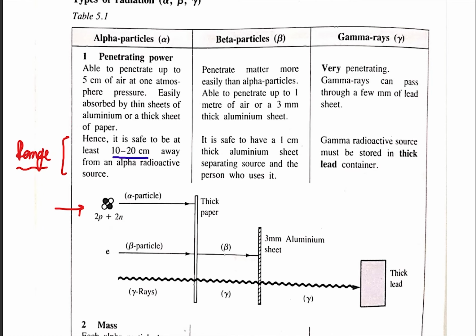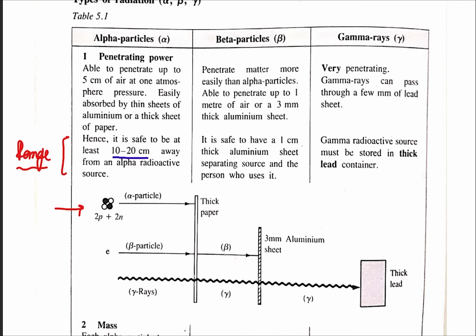Gamma approximately have infinite range. They can travel as far as possible, as long as possible, because thick lead sheets are not available for everyone. We have not surrounded our houses with that. We are not wearing a lead suit right now, so we can't stop the gamma radiation coming to us. But the catch over here is whatever radiation we have in the surrounding or in the environment is so low that it's not fatal to us right now.